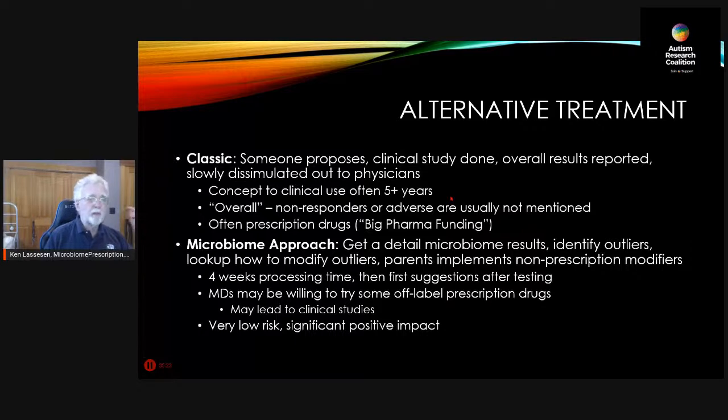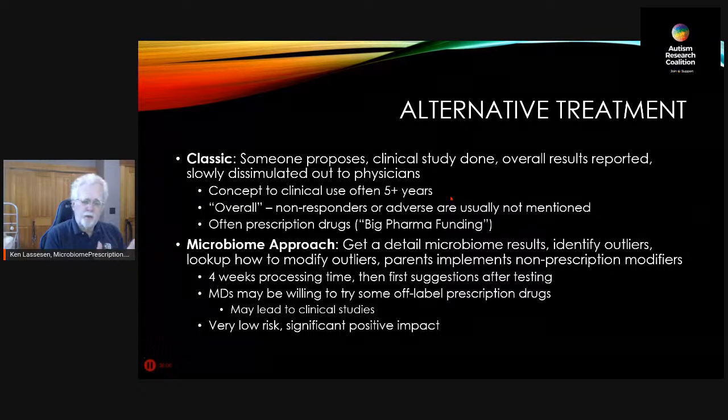The microbiome approach, basically, it's simple. You get a microbiome result. You identify what the outliers are. You look at how to modify the outliers. And then you implement non-prescription modifiers of your own choosing. It's fast, 4 weeks processing time from taking a sample to getting results back. And then you can start trying it and seeing if it works or doesn't work for your child. Nice, simple. Even better, you are using things which are in general non-prescription, generally recognized as safe, and probably very, very safe in some cases.